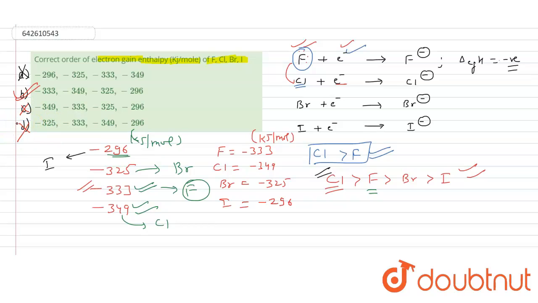So we are left with the correct answer, option B, in which fluorine has a lesser electron gain enthalpy as compared to chlorine. This is minus 333, and this is minus 349, the electron gain enthalpy of chlorine.